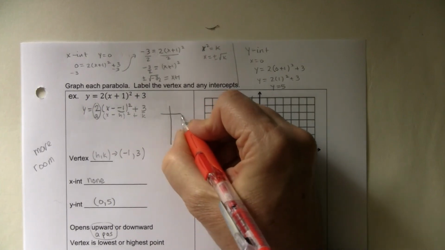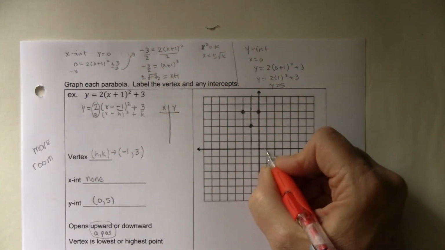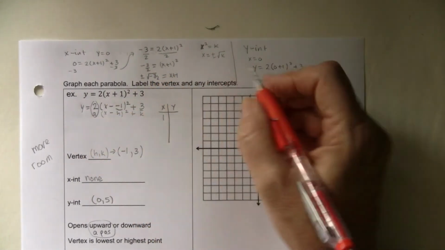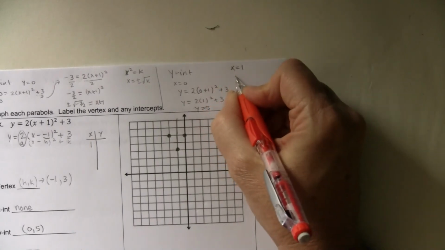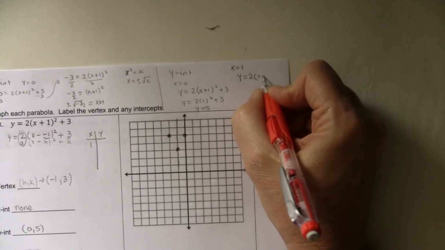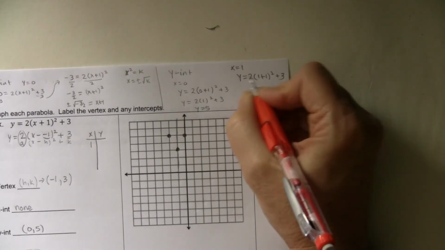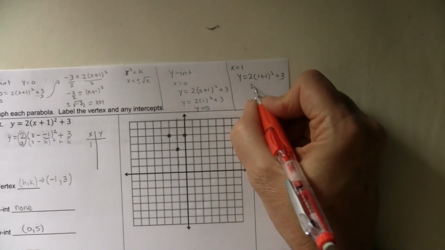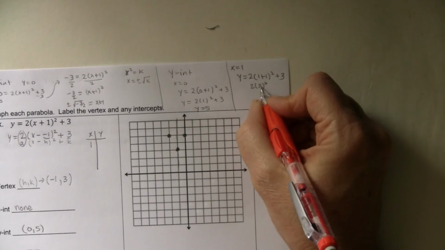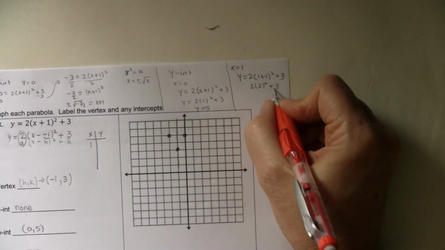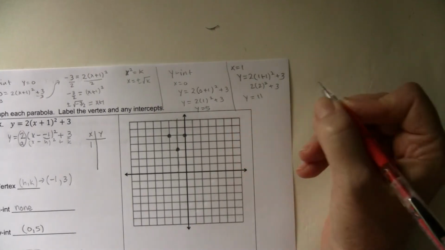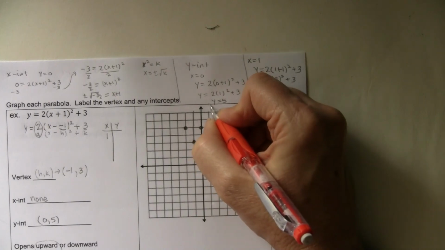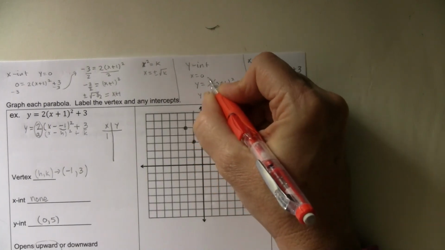So I might pick, and you could pick whatever you wanted, but I might pick 1. So when I pick 1, and I'm going to put that right in here, so x equals 1, y is going to equal 2 times (1 plus 1) squared plus 3, right? When I do that, that's going to be 2, and that's going to be squared. So that's all together here, that's 4 times 2, that's 8 plus 3, that's 11. So y is 11. Wow. At x equals 1, y is 11. This is 7, 8, 9, 10, 11, right?